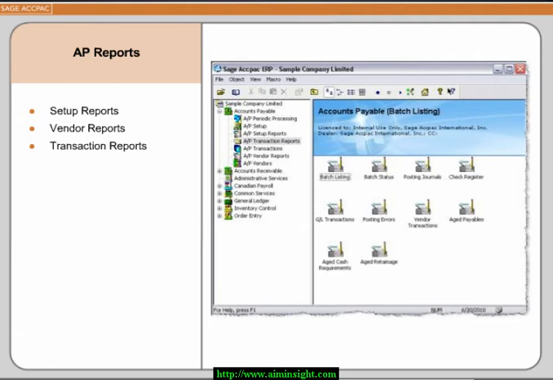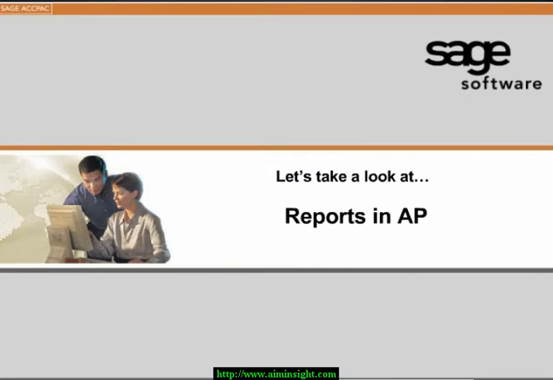Reports are divided into three areas: setup reports, vendor reports, and transaction reports. Setup reports provide information related to the setup of the accounts payable system, such as account sets, setup options, and so on. Vendor reports provide specific information related to the setup of vendors, as well as their remit-to locations, and even 1099 or CPRS reports. And finally, the transaction reports provide information about the actual transactions, such as batch listings, posting journals, and aged payables reports. Let's take a look at the reports in accounts payable.